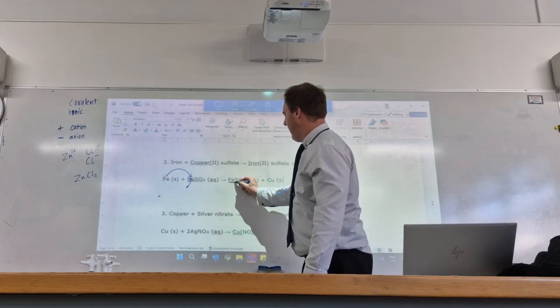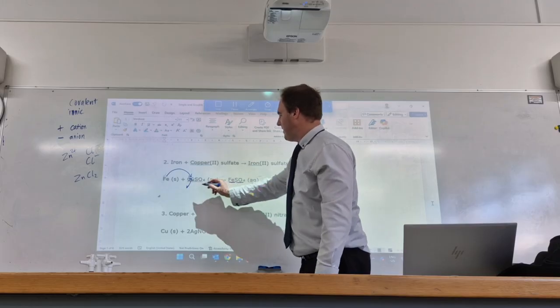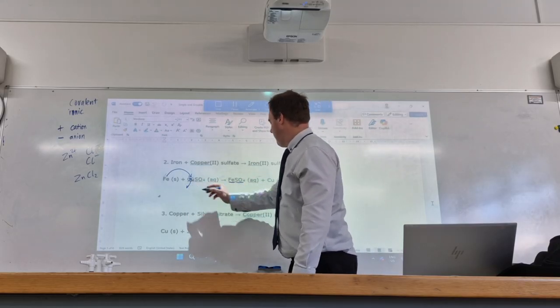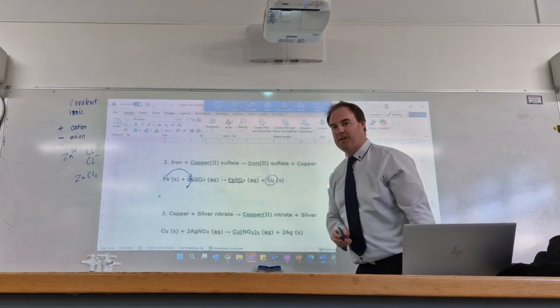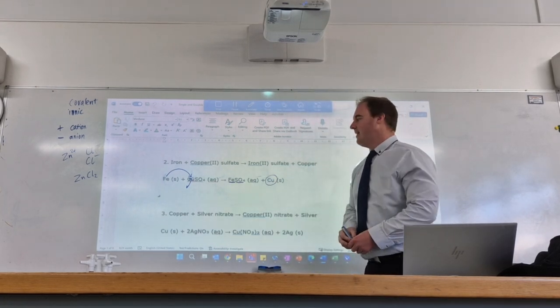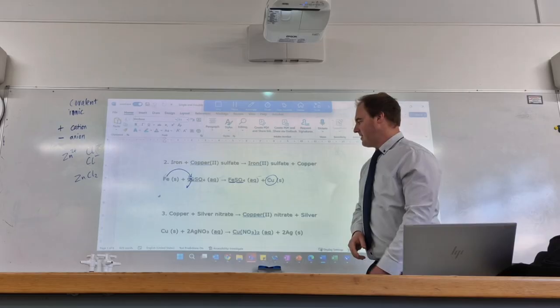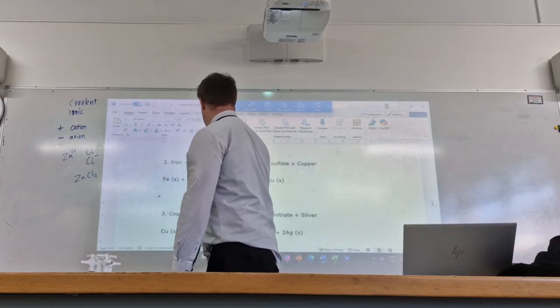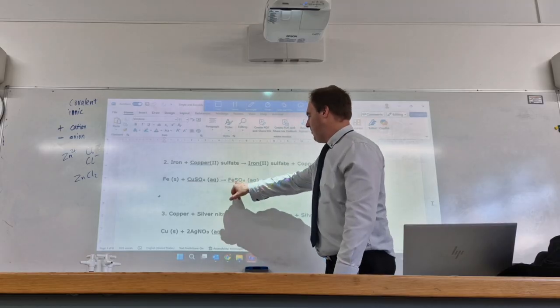So the iron is coming in, it's kicking out the copper, and it's replacing it. And so it becomes FeSO4 instead of CuSO4, and the copper is out on its own here. Okay, so it's been displaced, and so it's a single displacement reaction. Again, we can look this up.